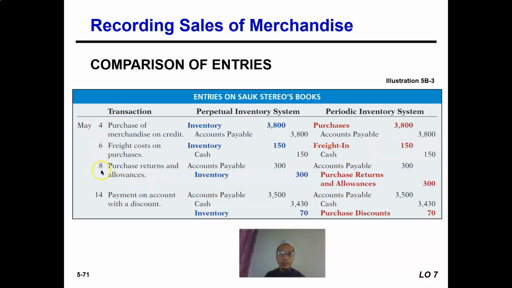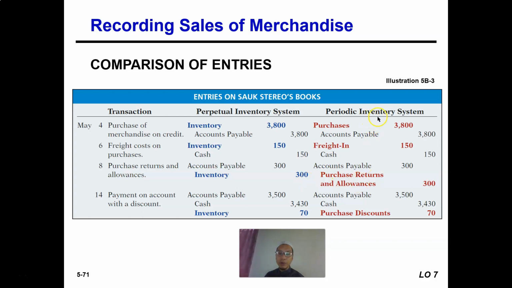On 8th of May, they made a return. So Stereo made a return. To make a return, of course, they would debit accounts payable by 300. It's the same both ways, but they would update the inventory account by 300, because they have returned some of the inventory back to the seller, their inventory level has reduced. Therefore, we need to credit inventory.